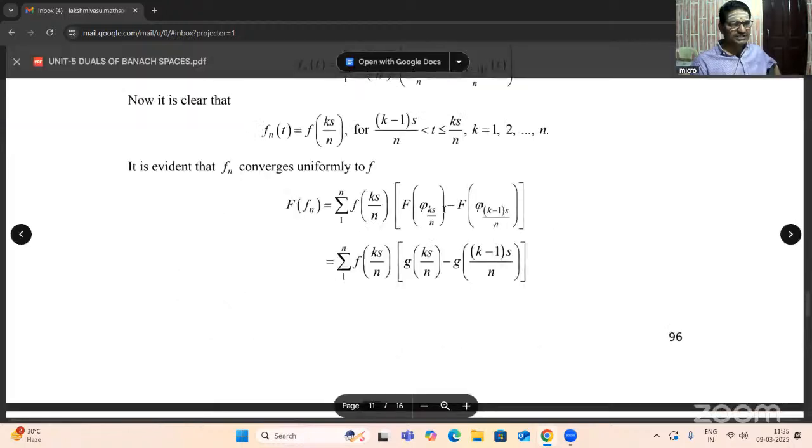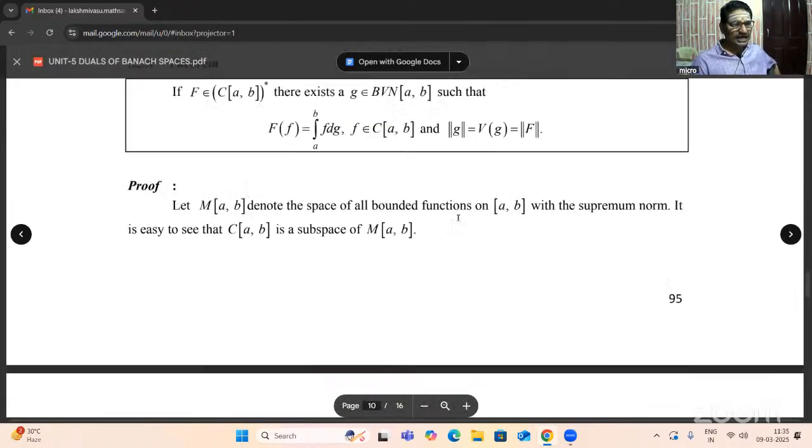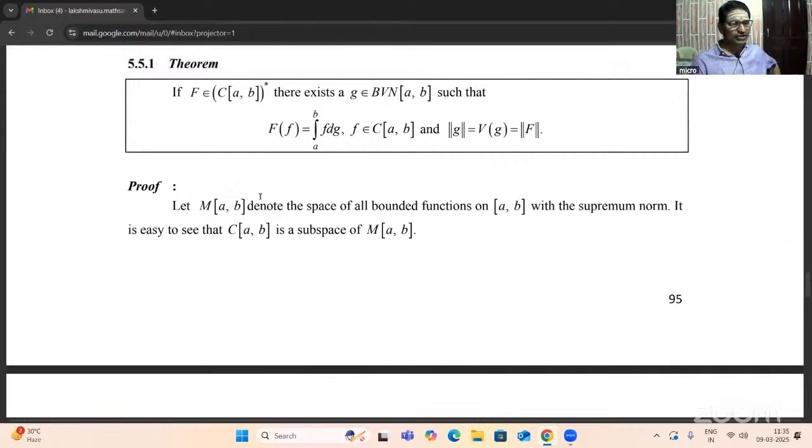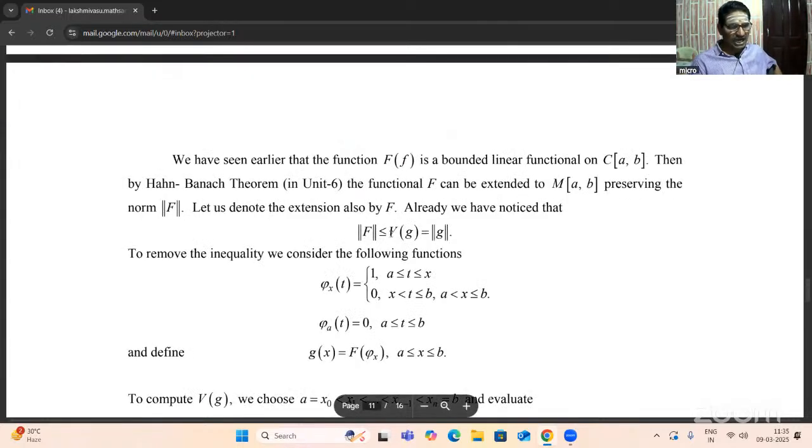Okay. This theorem is also important. And according to this one, here M of the closed interval ab denotes the space of all bounded functions on the closed interval ab, with the supremum norm. Okay. And it is easy to see that C of the interval ab is a subspace of M of ab. And norm F, we know that norm F can be extended to capital M of the closed interval ab. So norm F is less than or equal to V of g equal to norm g.